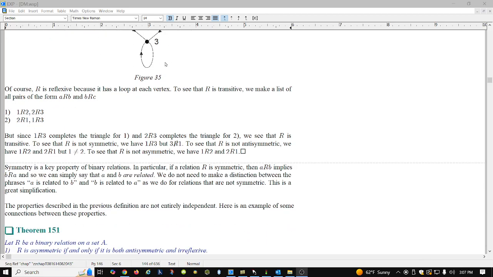Symmetry is really a key property of binary relations. Many important binary relations are symmetric. Unfortunately, many are anti-symmetric, but that's the way it is. When a relation is symmetric, then ARB implies BRA. And that means all we have to say is that A and B are related. We don't have to specify a direction because related means related in both directions when the relation is symmetric. Okay. And that's a great simplification, really.